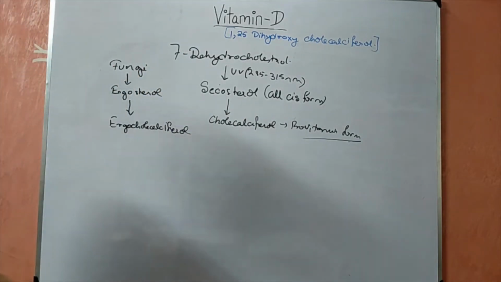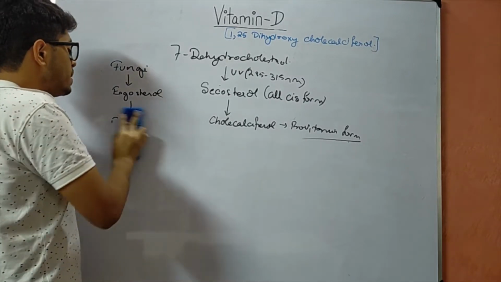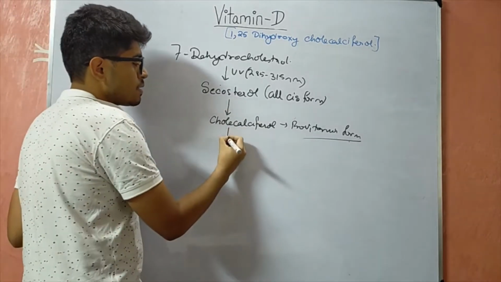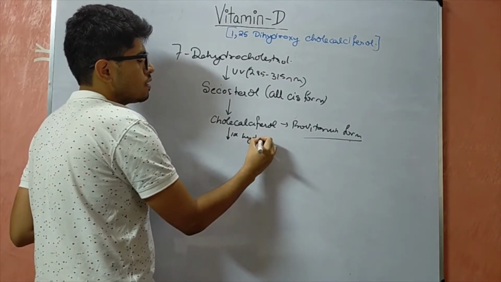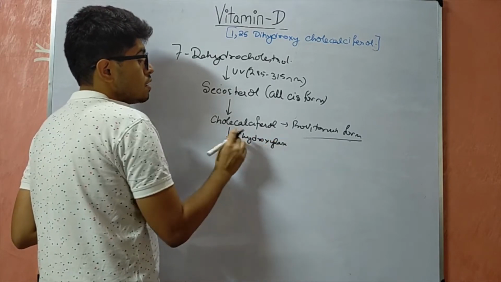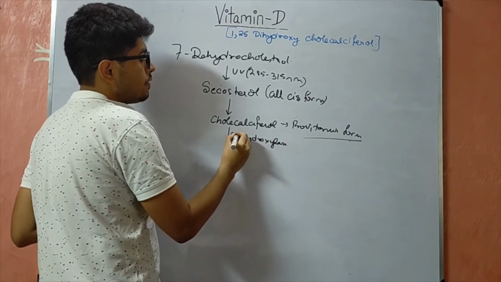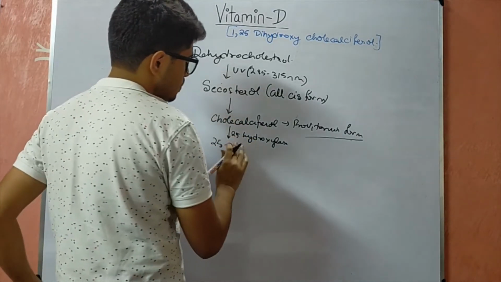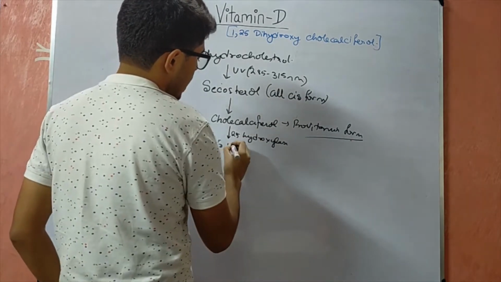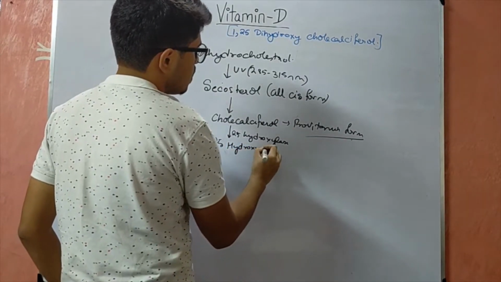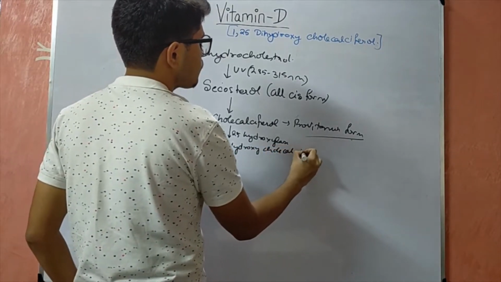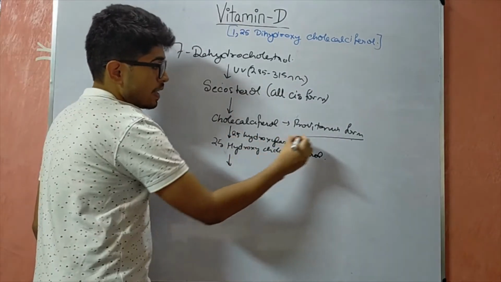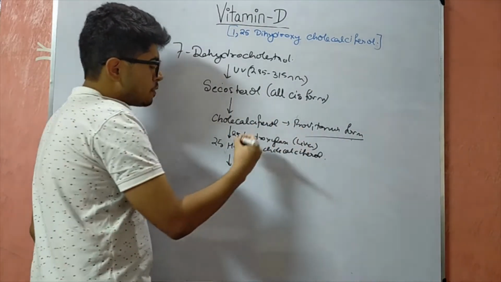Now this cholecalciferol, which has been formed, will be acted upon in the liver by 25 hydroxylase to form 25 hydroxycholecalciferol. This occurs in the liver, then it moves towards the kidney.